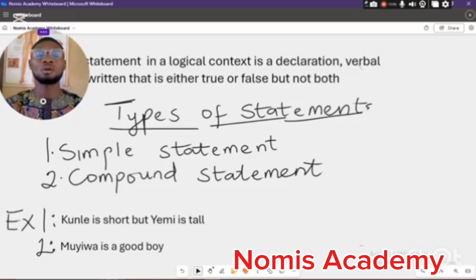So look at example number one. Kunle is short, but Yemi is tall. You can see a connective that is merging Kunle is short and Yemi is tall together, telling us that there is a relationship in comparison of Kunle's height and Yemi's height. So it is a compound statement. And Muyiwa is a good boy is a simple statement.